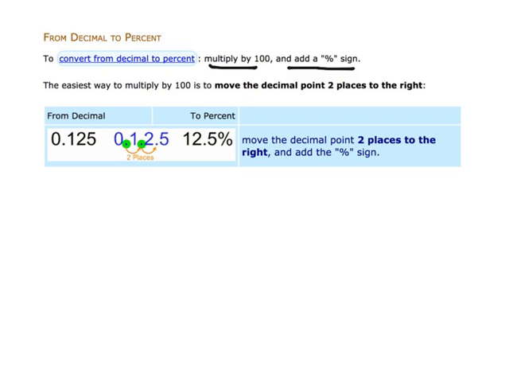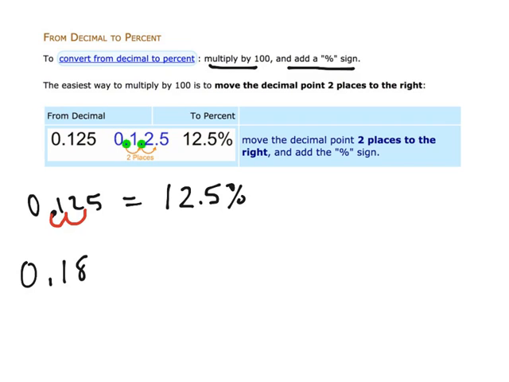The easiest way to multiply by 100 is to move the decimal point 2 places to the right. As you can see here, to convert 125 thousandths to a percent, we're going to take this decimal point and move it 2 places to the right. And now we have 12.5%. Another example would be if we had 18 hundredths. We're going to take that decimal point and move it 2 places to the right. So as a percent, it will be 18%.